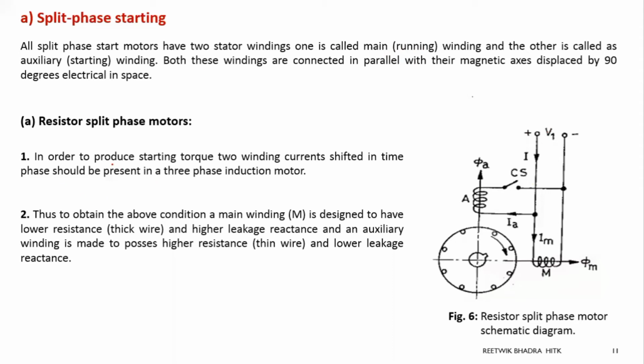Now, first point. In order to produce the starting torque, two windings are created that are shifted in time phase, as should be present in a three-phase induction motor. Instead of three-phase, we are using two-phase over here. Now, very important, how are these windings designed? The main winding is generally made of thick wire. If you take a thick wire, obviously it will have a low resistance, you know this, and it will have a high leakage reactance.